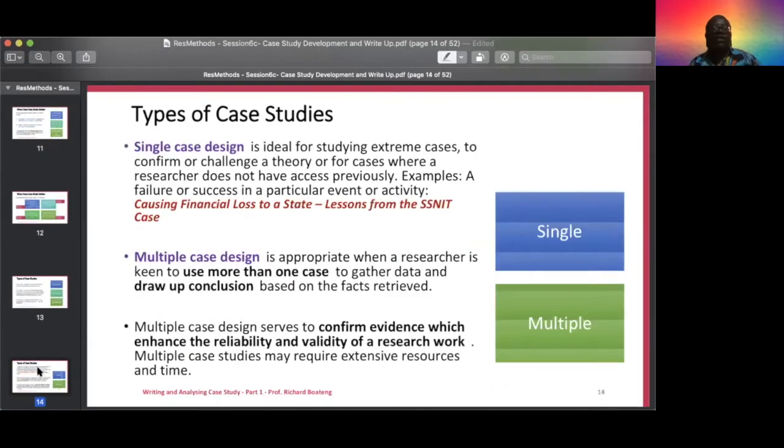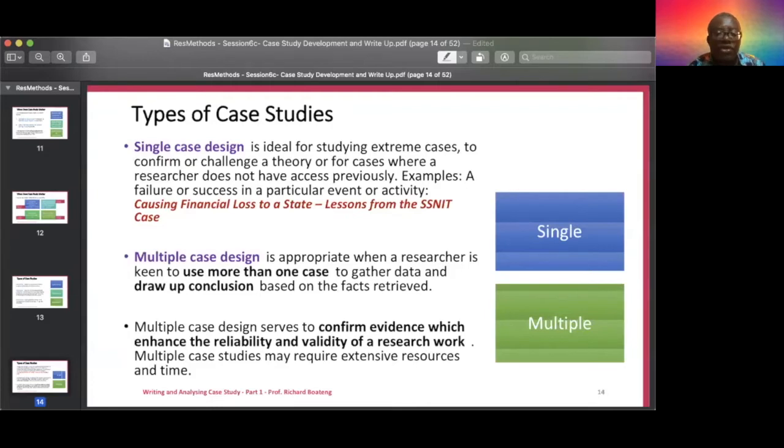Now, types of case studies. We can also have case studies classified in terms of their multiplicity. Is it a single case or is it a multiple case? When we say a single case, it means that we are studying one phenomenon, or one case, or one occurrence of a real life situation. It is good for studies in which you need to do an in-depth study about a phenomenon which could be extreme. It just occurred once and you want to see how it occurred.